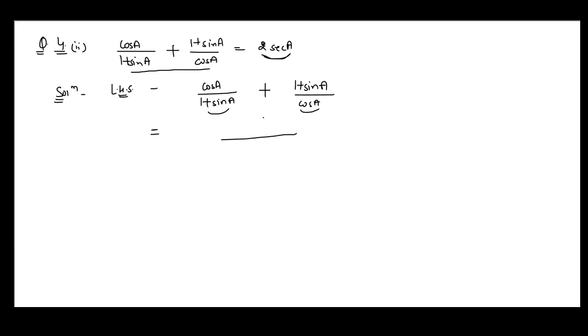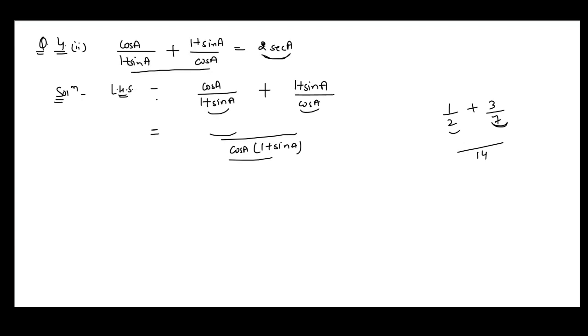By taking the LCM. And what's the LCM in case of two fractions? Take this example 1 by 2 plus maybe 3 by 7. If the denominators are different and there is no common factor in the denominator, we simply take the product. Similarly, since there is no common factor in 1 plus sin A and cos A, the LCM is the product of both the denominators, that is cos A times 1 plus sin A. Clear?